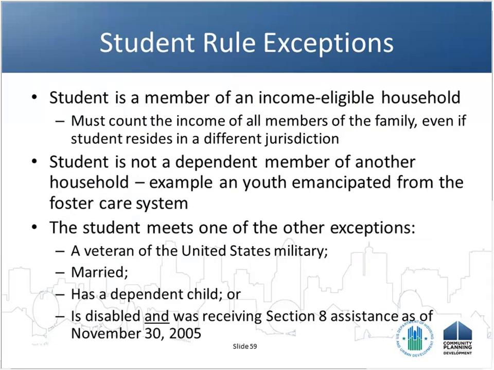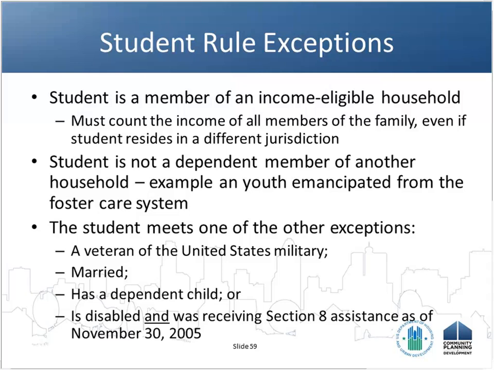So the exceptions include if I'm a student who is a member of an income-eligible household. In this case, I'm off to school, I'm in this apartment, my family lives somewhere else. If I take the income of not only myself but also my family, wherever they may reside, and we qualify as an income-eligible household, then I would be eligible to reside in this home-assisted unit.